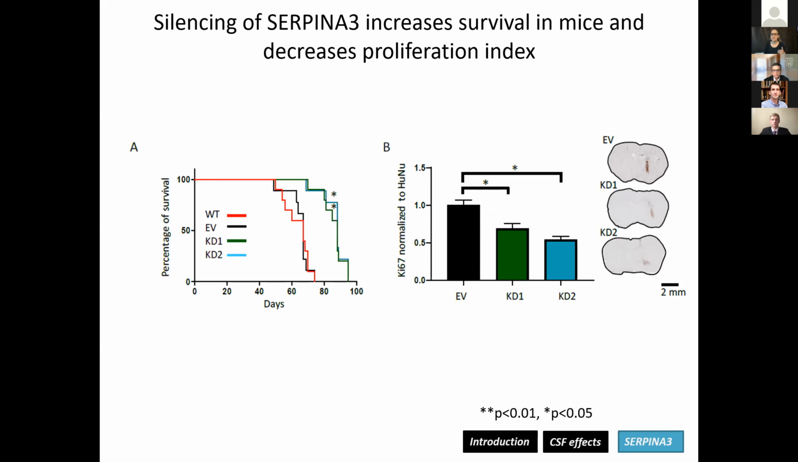We implanted in immunocompromised mice cells that were silenced for SERPINA3, that were downregulated for the expression of SERPINA3, and we saw that these mice were able to survive longer than the controls, as well as we saw a decreased proliferation index in these mice with tumors where SERPINA3 was knocked down. So this is really telling us that more than the in vitro results, this protein of interest actually has an in vivo role in affecting survival.